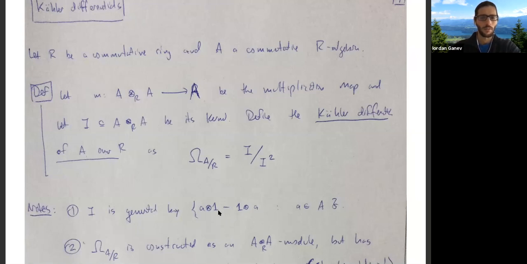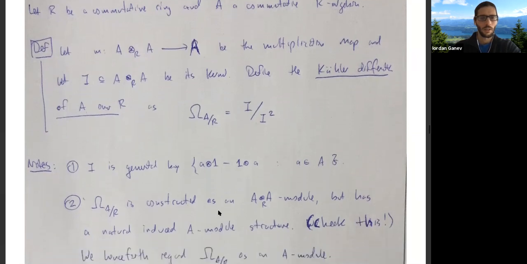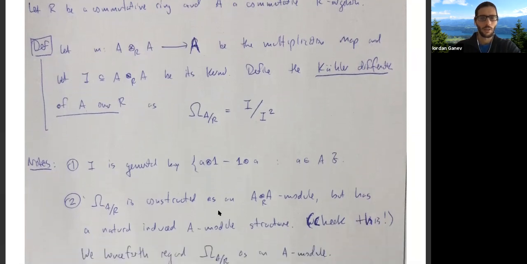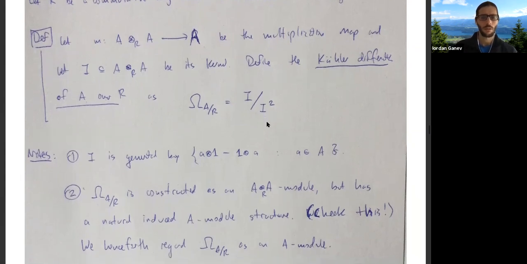And by definition, the Kähler differentials are an A tensor A module. Why is that? Well, I is an ideal inside of A tensor A, so it's an A tensor A module. And I squared is, again, living inside of A tensor A, and it's an A tensor A module. And so the quotient is an A tensor A module, but it has a natural induced structure of an A module. So why is that?